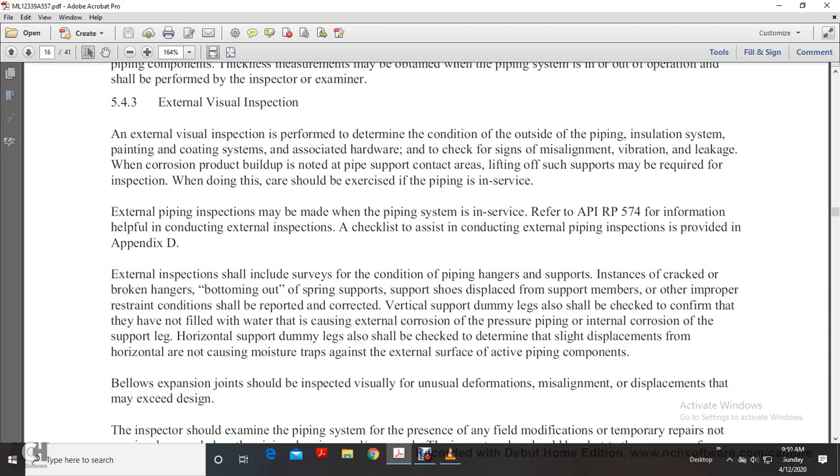External inspection should include a survey of the condition of the pipe hangers and supports, including cracked or broken hangers and bottomed out hangers.